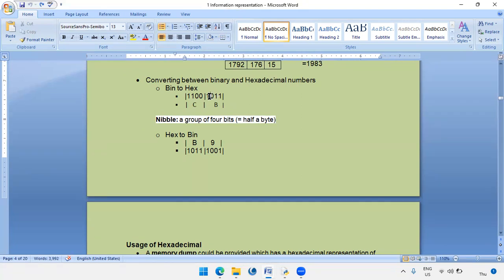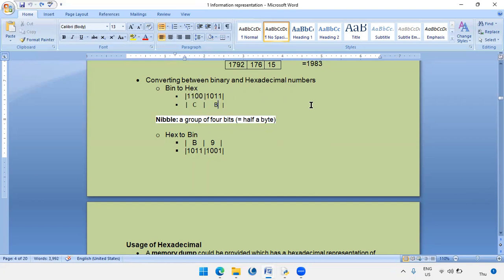1011 is, the value of this is 8. This is 2. This is 1. So 8 plus 2 plus 1 is 11. 11 in hexadecimal is B. So what is this group of 4 bits called?